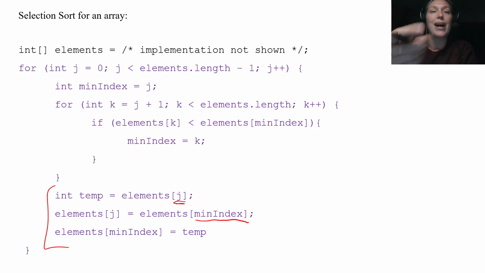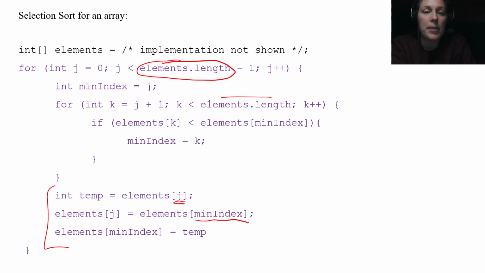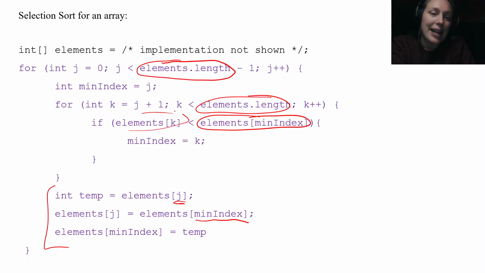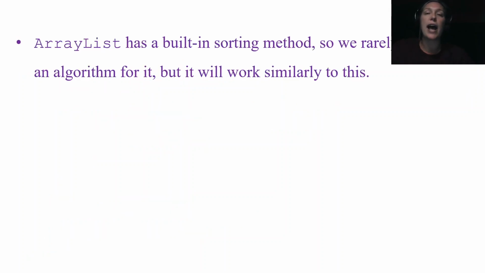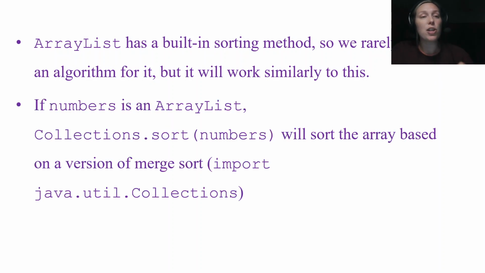We've talked about before how if we have an algorithm for an array, to switch it to an array list, it's not that hard. Elements.size, elements.getMinIndex, elements.get(k), right? So it's not hard to switch this to an array list, but you rarely have to do so because they have built-in methods. Now, we don't cover those built-in methods on the exam, but in case you were curious, there is a class called Collections that has all of these algorithms already created for an array list.